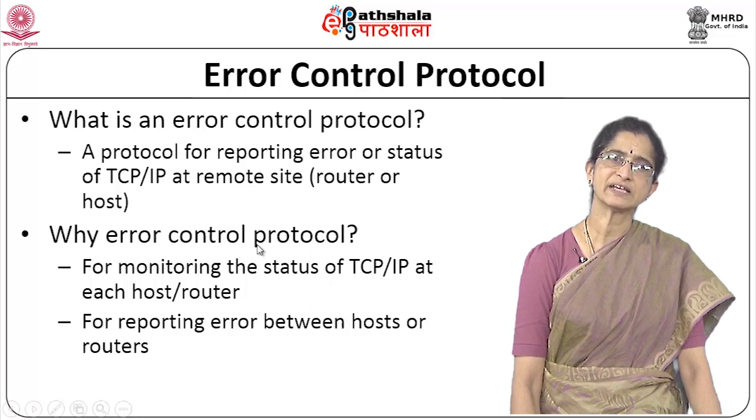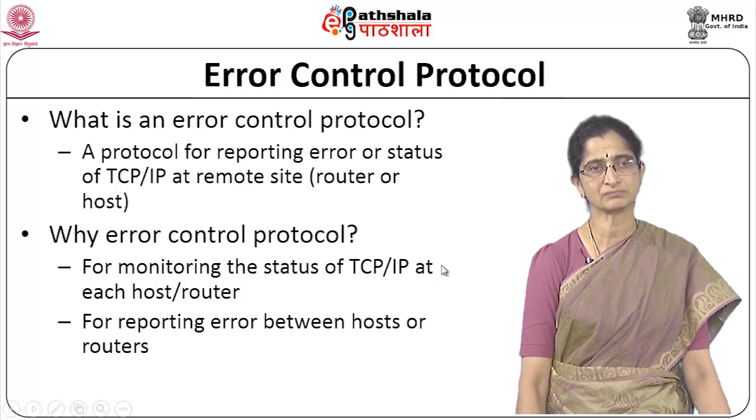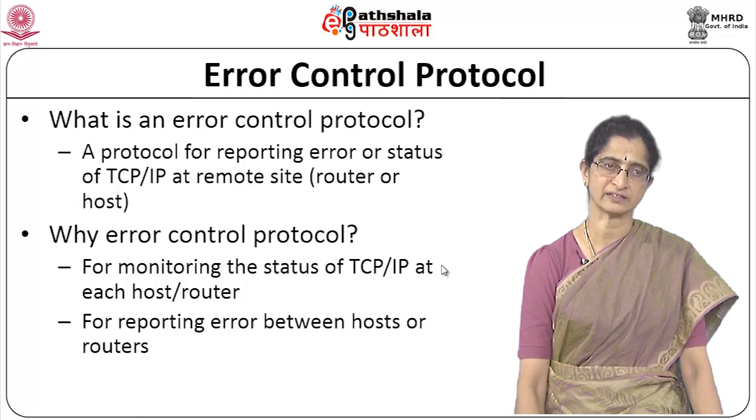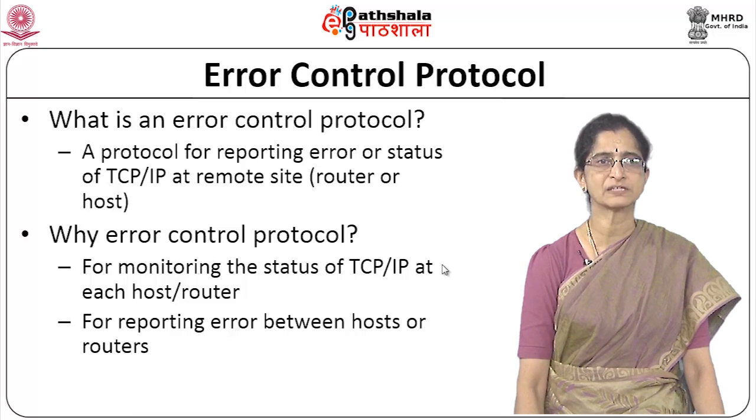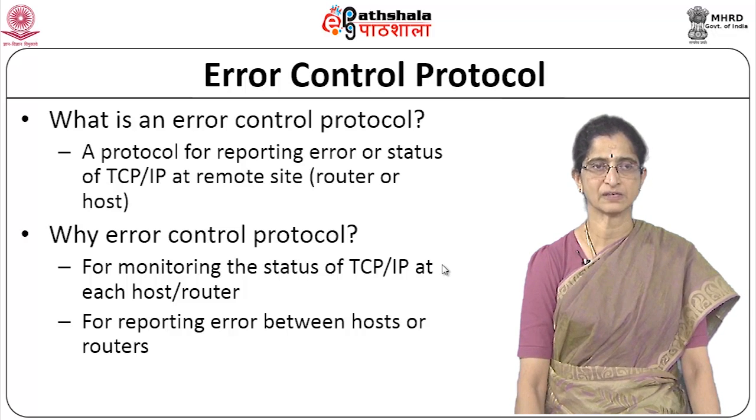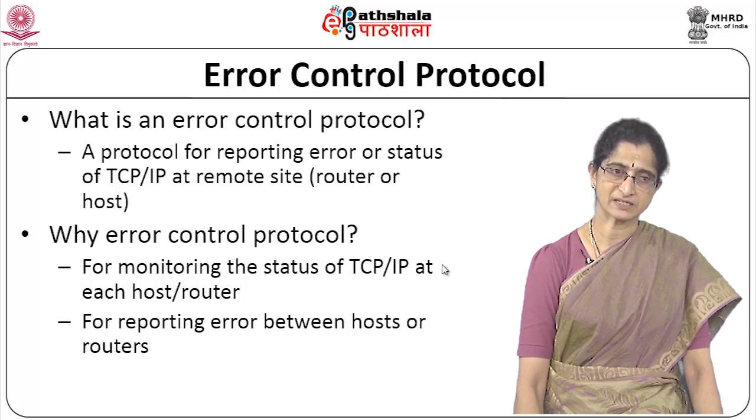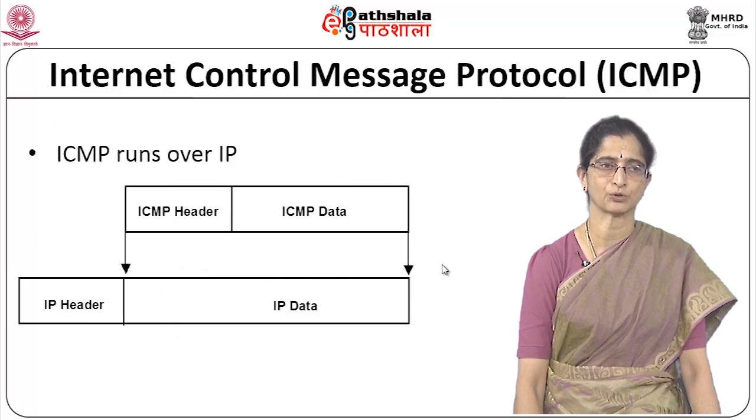Okay. The reason why we need such error control protocols is obvious, because we definitely know that something is likely to go wrong at the routers or at the end host or somewhere. And we know that IP is a best effort protocol, so we definitely want to know if and when something has gone wrong, what it is that has gone wrong. So there are some status messages and some control messages that are given as part of this ICMP protocol.